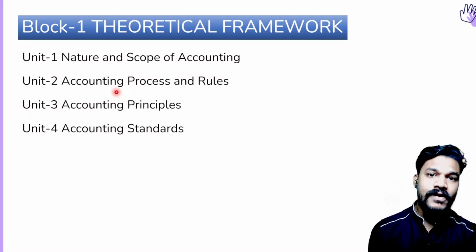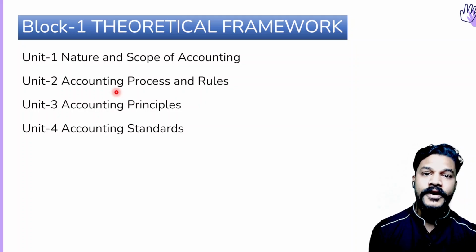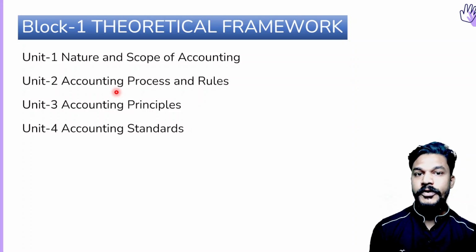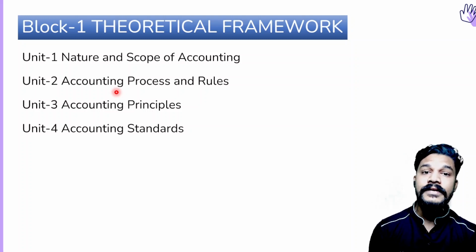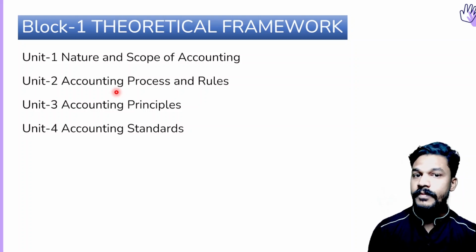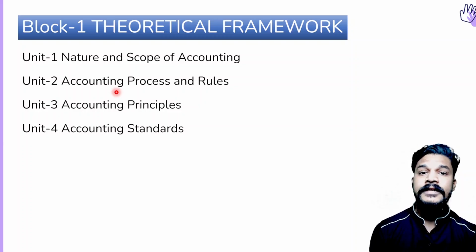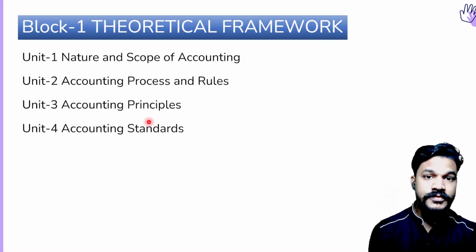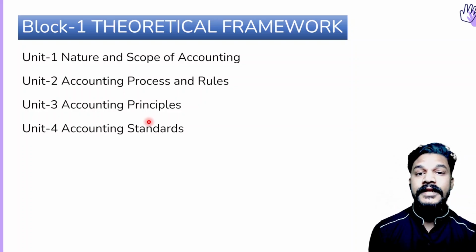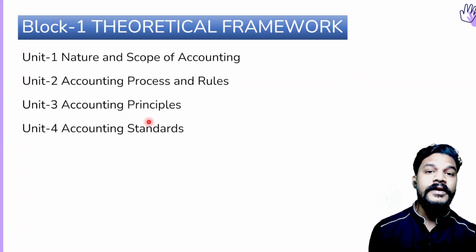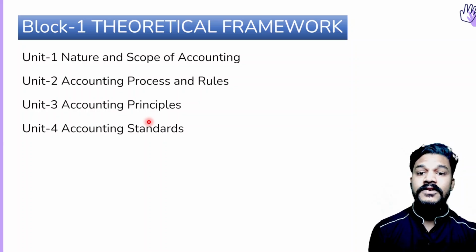And the second unit is accounting process and rules. How we do this accounting process, how we implement the accounting process, what are the rules? Certainly there will be some rules, because everyone has to do this accounting on a consistent basis. So there are certain rules. So we'll be learning those rules in unit 2. Then the third one, as I said in the objectives, we have to comply with certain principles. So what are the accounting principles and standards, that is also included in units 3 and 4.